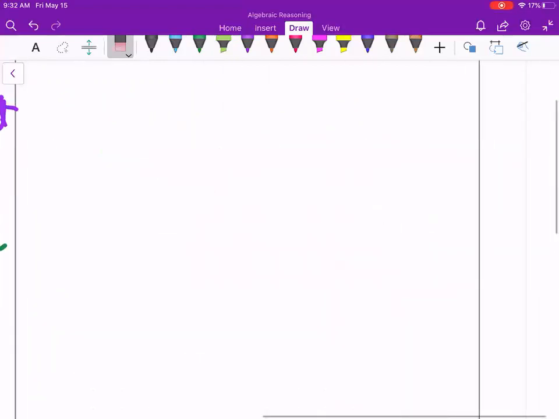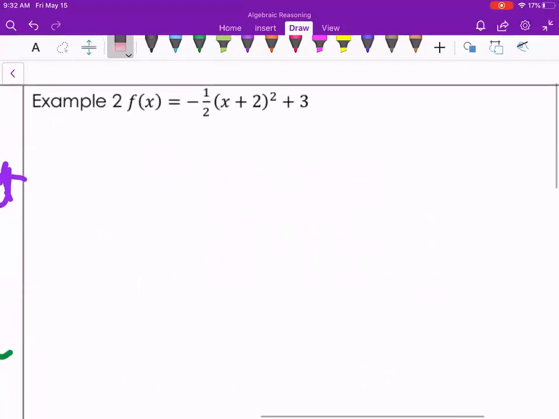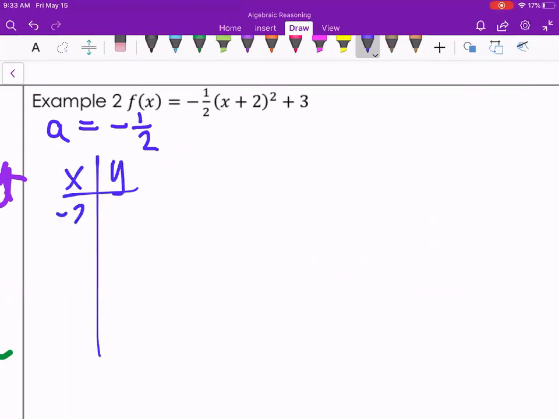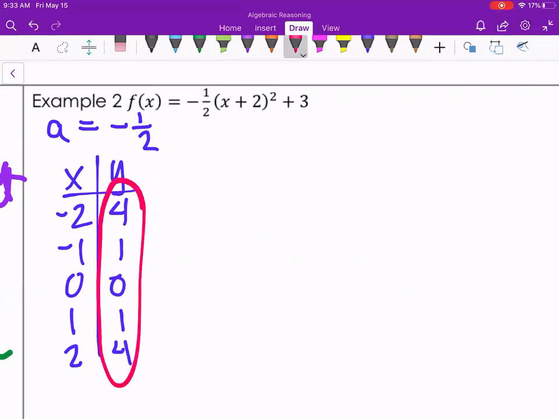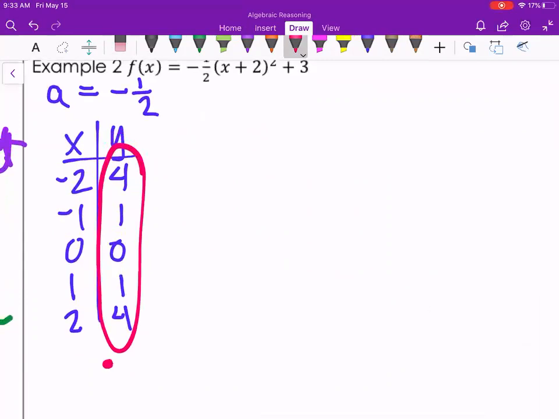So let's try it again. One more example. All right, so this time we have an A value, which is a -1/2. So those same 5 starting points are xy's. So a -2, 4, -1, 1, 0, 0, +1, 1, and +2, 4. So if my A is a -1/2, this time I'm going to multiply all 5 of those y numbers by a -1/2. Now, if it's easier to do the multiplication, you can always change that over to -0.5.